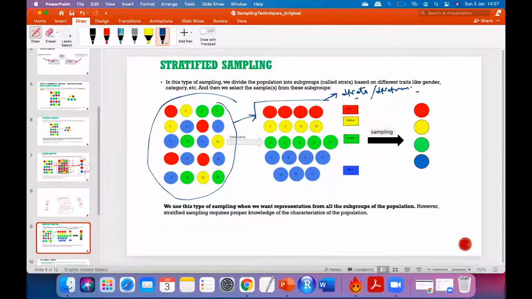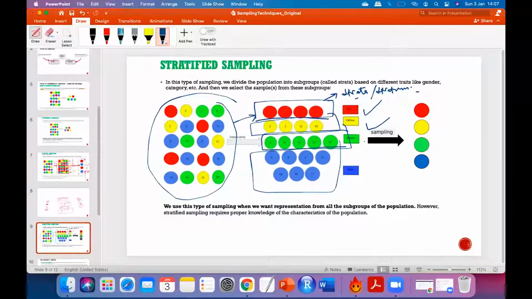Now I am just combining all the red balls here, all the yellow balls here, all the green balls here, and all the blue balls here. So this is the strata of red ball. This is strata of yellow ball. This is strata of green ball. This is blue.